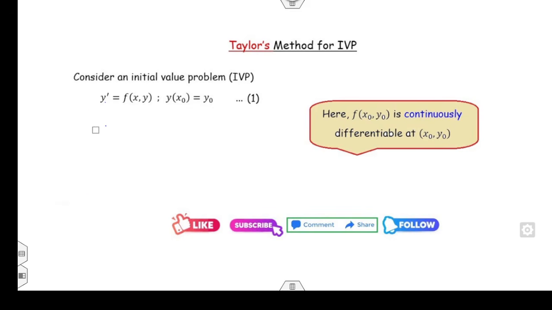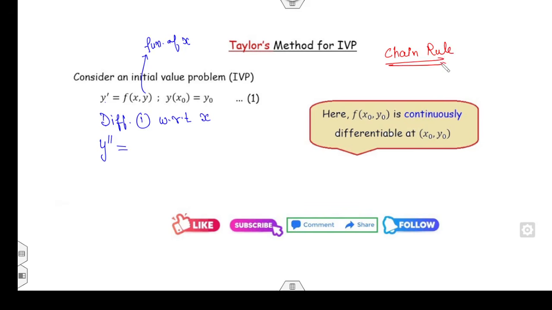I can differentiate equation number 1 with respect to x. The left hand side will be y double dash. How can you find the derivative of the right side? Because y is itself a function of x, you have to apply the chain rule.